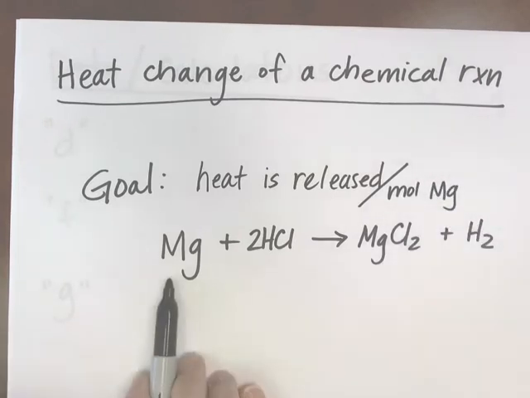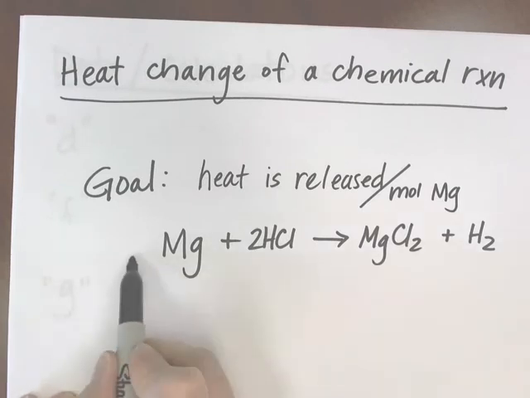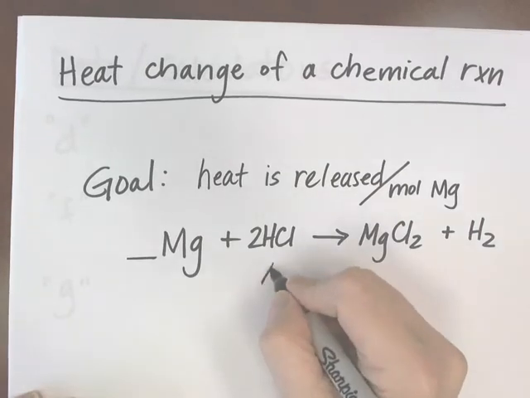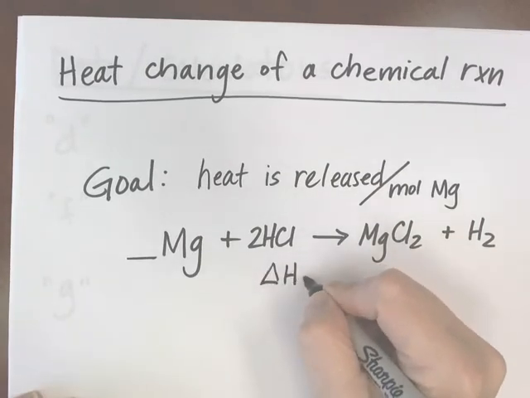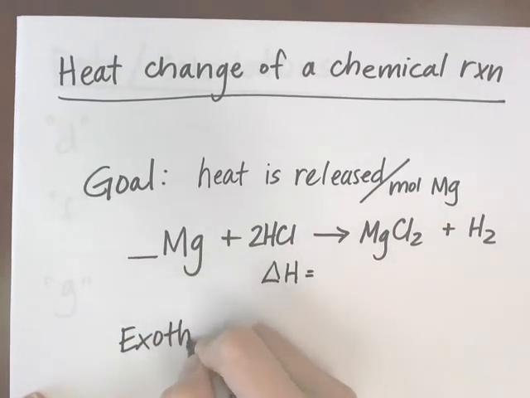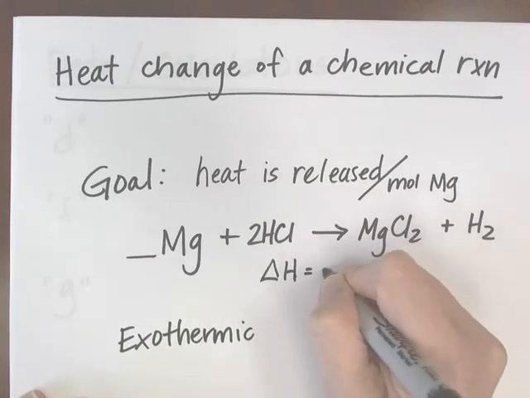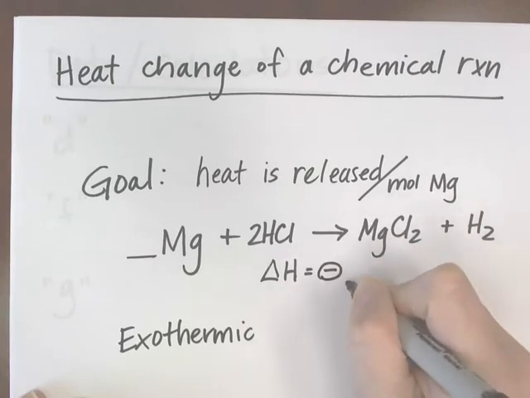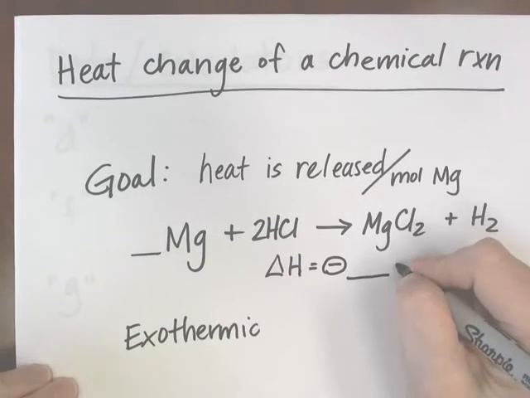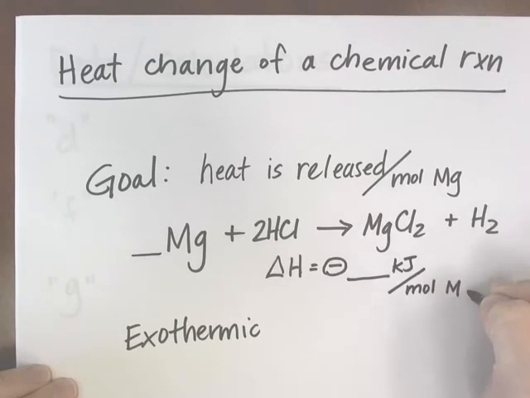So if we were to do the reaction with an entire mole of magnesium, as this balanced equation implies, then how much heat would be released? You would see this reported as a delta H value. This particular reaction is exothermic, so heat is going to be given off. And for exothermic reactions, we show the delta H with a negative sign. So what we're going to be looking for is how much heat is released that will eventually be reported as kilojoules per mole of magnesium.